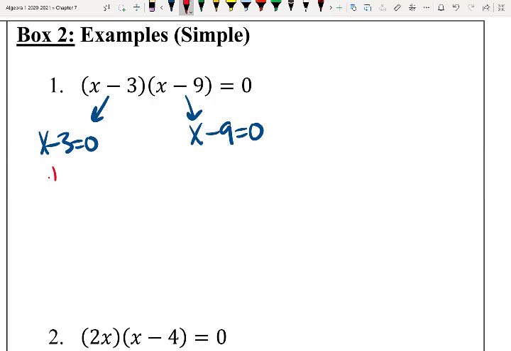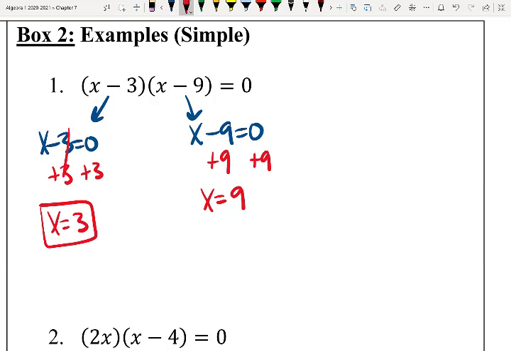So just like I did back in chapter 1 for absolute value equations, for this first one, I'm just going to add 3 on both sides to get my first option as positive 3. On my right parenthesis, I have to add 9 on both sides to get positive 9 as my other solution. And those are my two different options. Those are my two solutions.